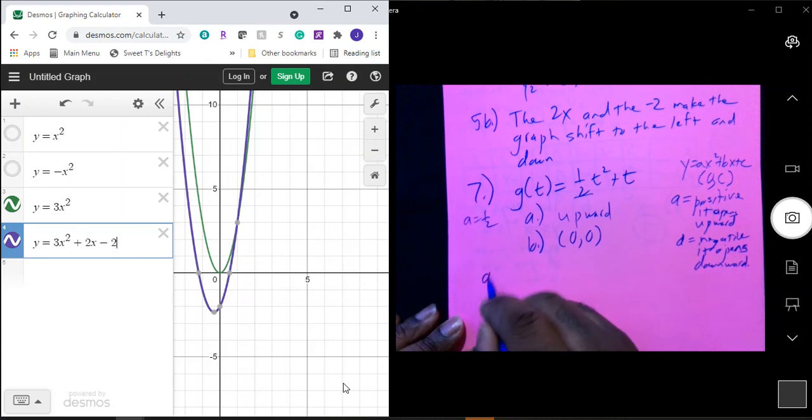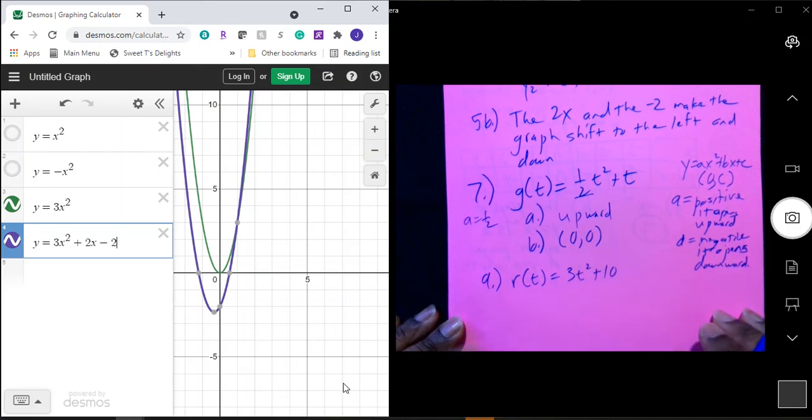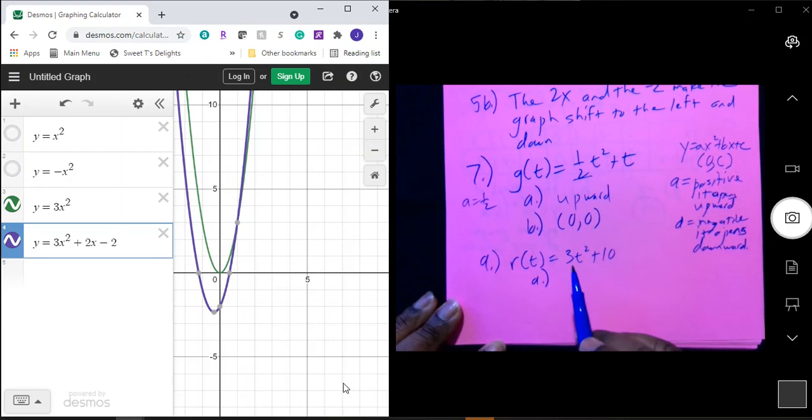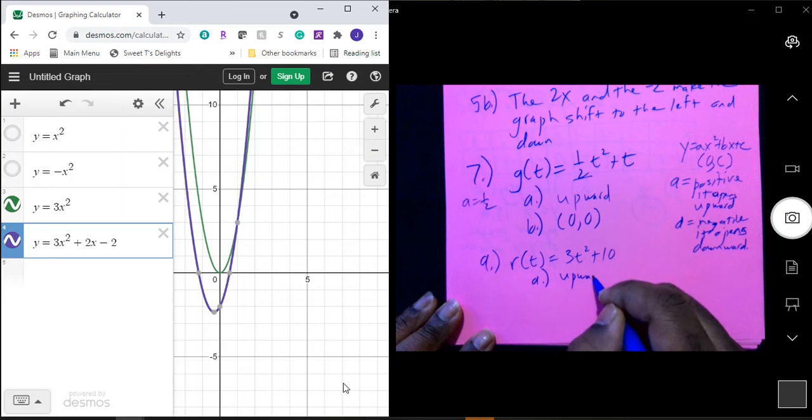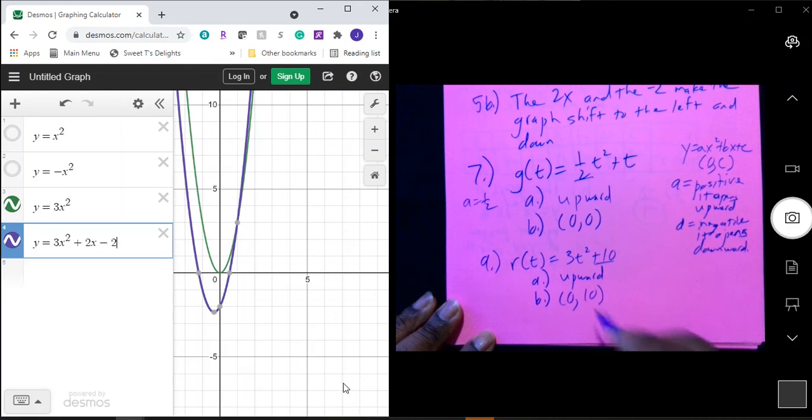Now we go here to 9. We have R of t is equal to 3t squared plus 10. Now again, to determine if it opens upward, we notice that A is positive, so that means it opens upward. And then we come to B. If you notice here, we actually have the C value. So our vertical intercept is 0, 10. And we're done with problem number 9.